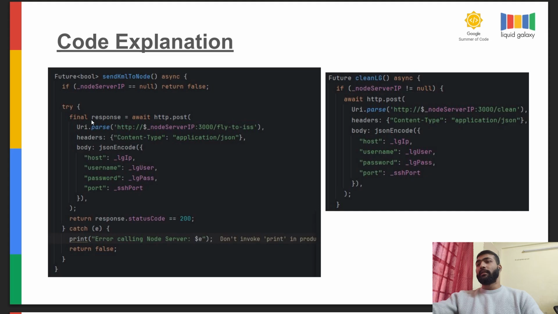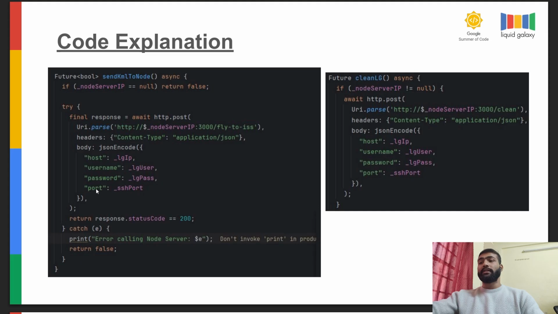So it will be the error case. Then in the try case, we are using a response as an HTTP request, since it is an API, so we are working on the response. And if the node server API on port 3000 is available, we are using the fly to ISS function, and it will get called and get posted to the node server. And its body includes host, username, password, and port.